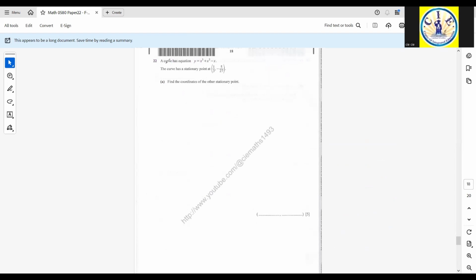For question number 22, a curve has this equation. The curve has a stationary point at this. Find the coordinates of the other stationary point. For the stationary point, I need to have its derivative and equate it to 0. So dy by dx is 3x squared plus 2x minus 1. So now I put the derivative equal to 0. That is 3x squared plus 2x minus 1 is equal to 0.